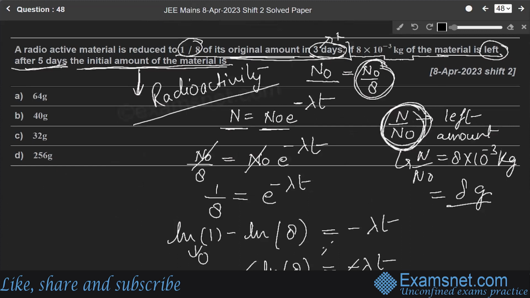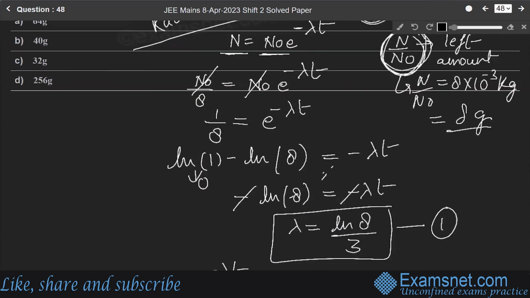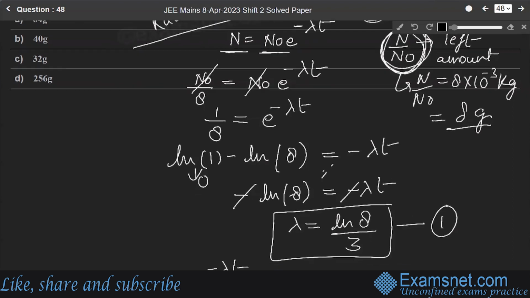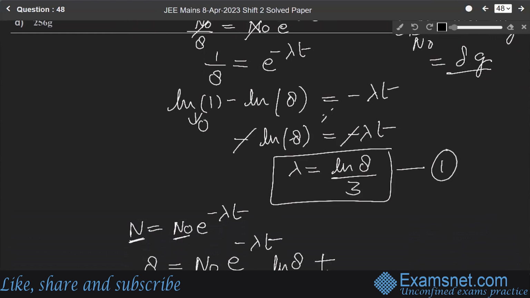At the very beginning of the question, we are given a radioactive material. It is reduced to 1/8 of its original amount in 3 days. So n equals n naught e to the power minus lambda t. Since it is 1 over 8 of its original amount, it means n naught by 8. So we write n naught by 8 equals n naught e to the power minus lambda t. 1 over 8 equals e to the power minus lambda t, since n naught cancels out. Now taking log on both sides, ln 1 minus ln 8 equals minus lambda t. Since ln 1 equals 0, lambda becomes ln 8 by 3.